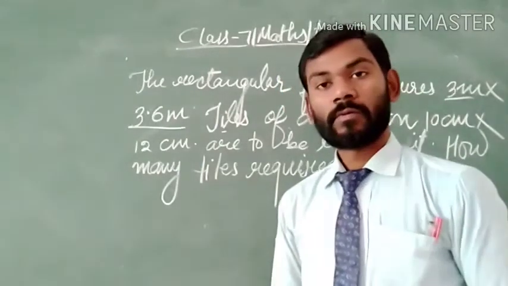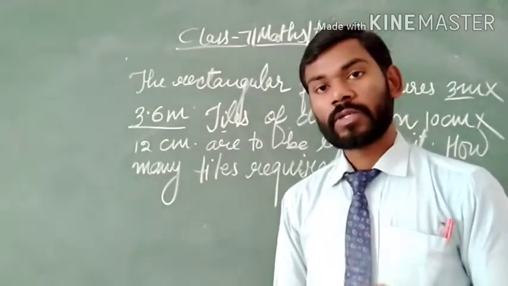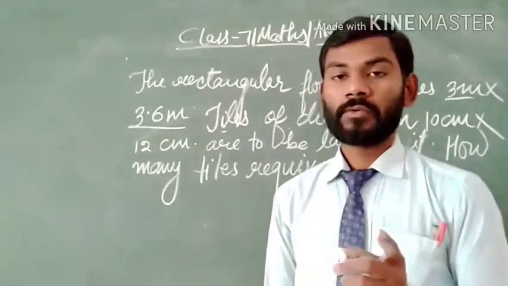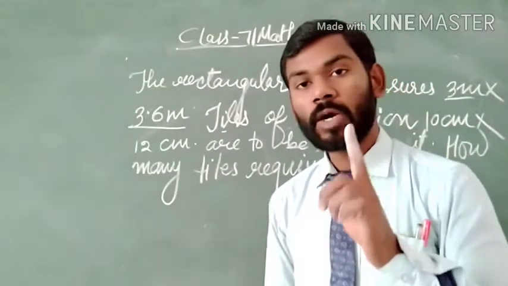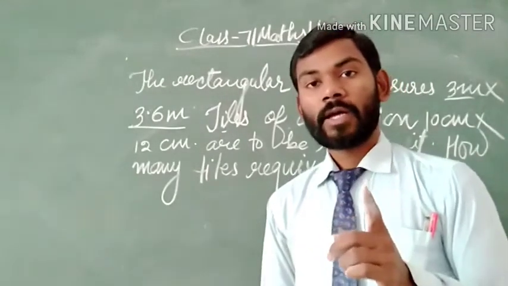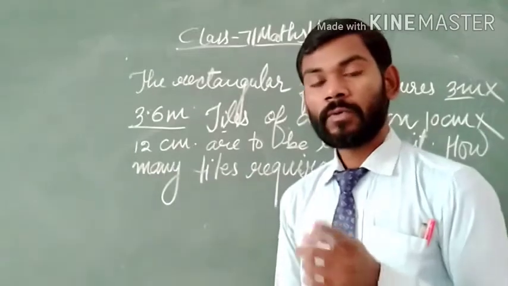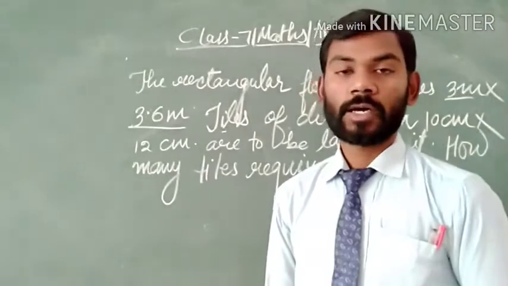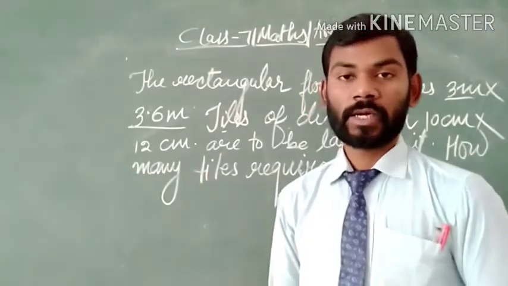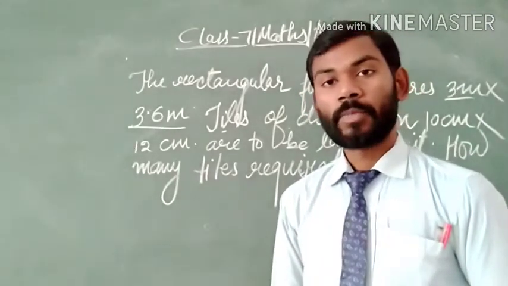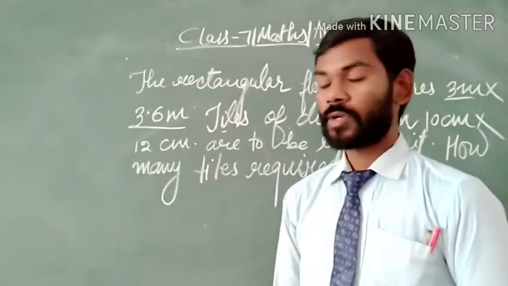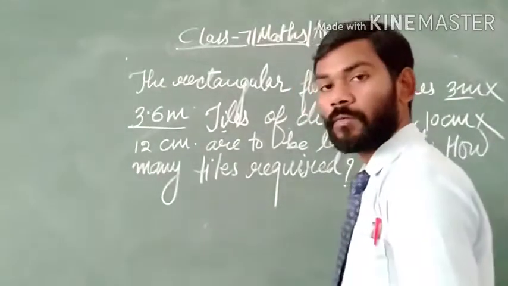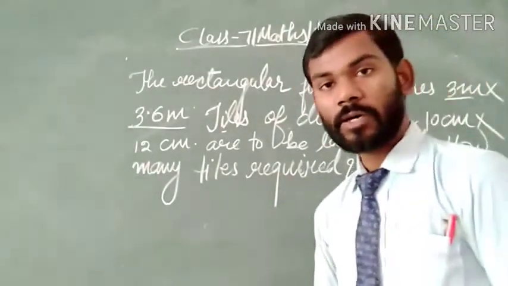So one most important thing is that first of all we have to find the area of the floor, and then we shall find the area of one tile, and after dividing the area of the floor by the area of one tile, we can easily find the total number of tiles required to lay the complete floor. Okay friends, so now let's start to solve the problem. First of all, we shall find the area of the floor.